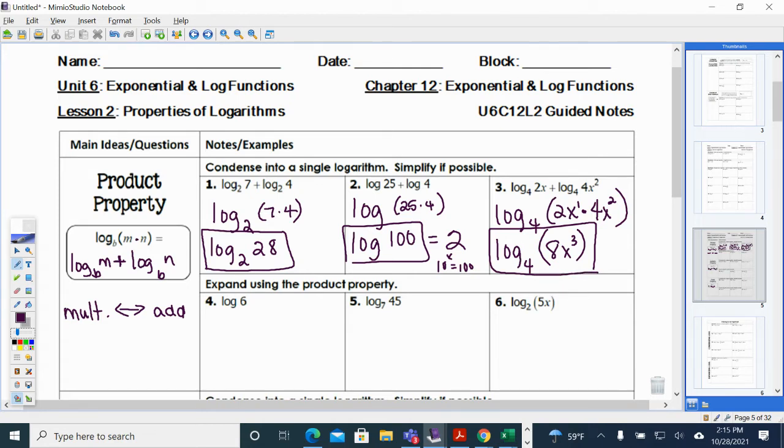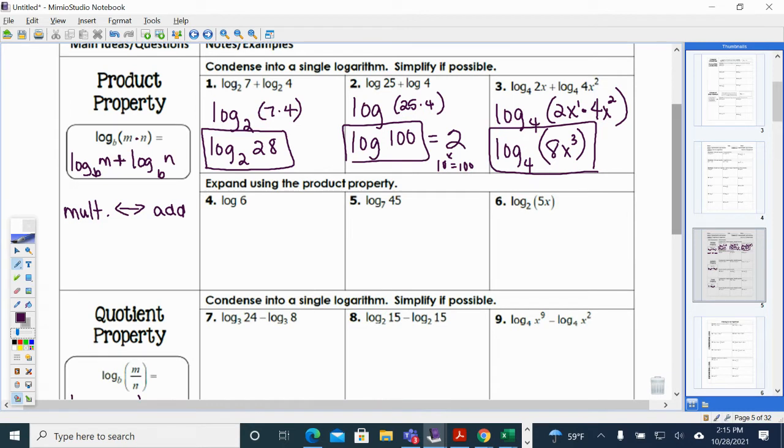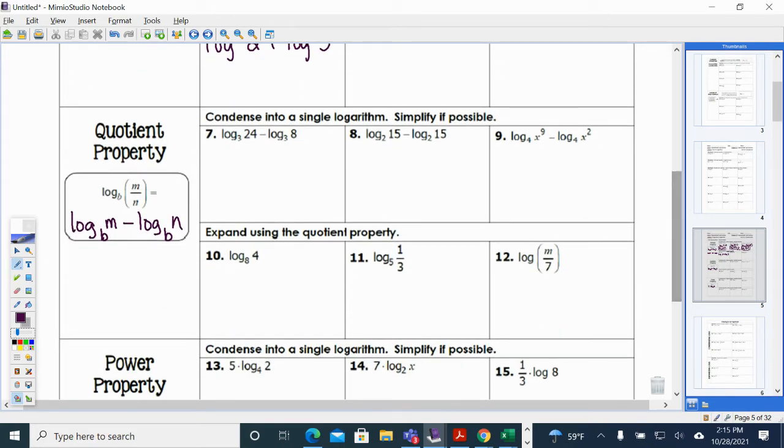In this next section, it's about expanding. And I'm not too concerned about expanding. I'm going to go through one of these, and then we're going to move on. Number 4 says log of 6. So we want to expand using this product property. So 2 numbers that multiply to give us 6. I'm going to use a 2 and a 3. If I wanted to expand this, it would be log of 2 plus log of 3, because 2 times 3 is 6.